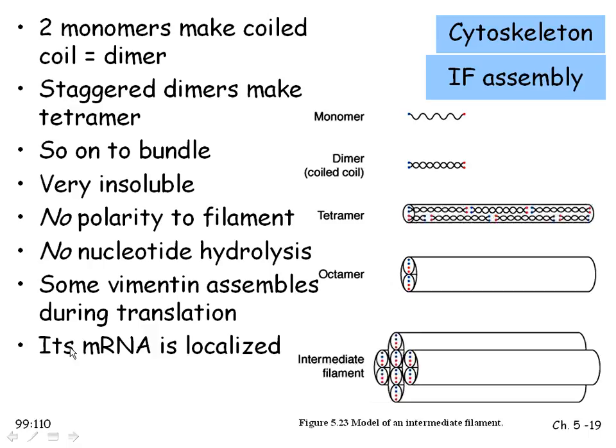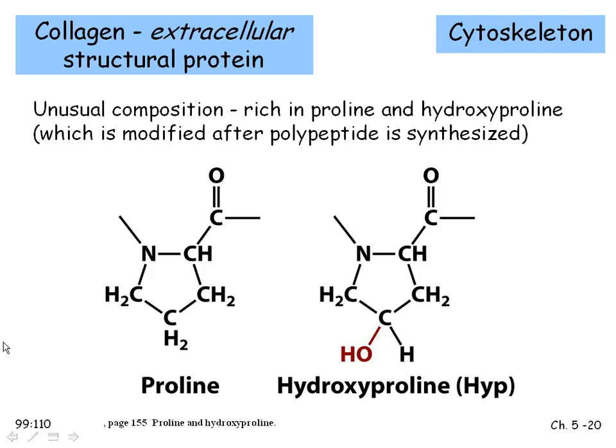Okay. Let's look at another structural protein. This is collagen. It's not per se a part of the cytoskeleton, which is inside the cell, but it is a structural protein, and I think that's why they included it here. Collagen is a very abundant protein. It's outside of our cells. It's a major part of skin. It's a major part of tendons and so on.